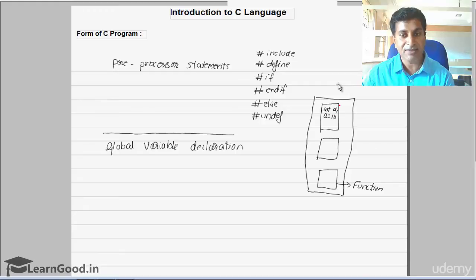Now this A has been declared within this function. In the same way, inside the second function I'll declare int X, and in the third function I'll declare int y. This A is declared in the first function, so you cannot access it in the second and third function. If you try to access it, it will give an error message. Same way, this X has been declared in the second function, so it can be accessed only within the second function.